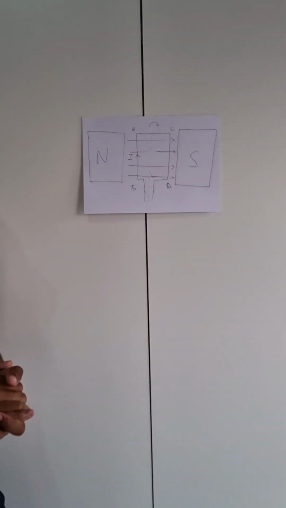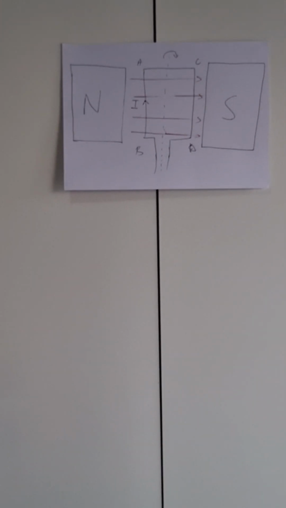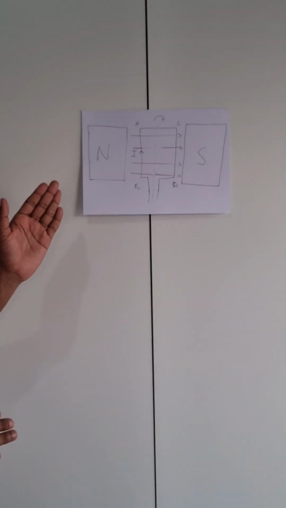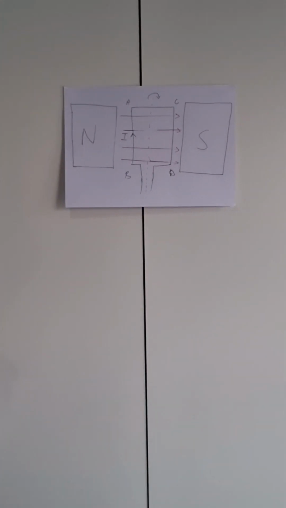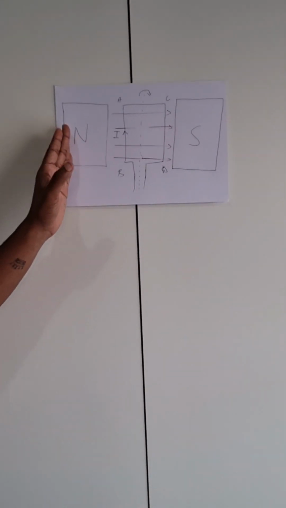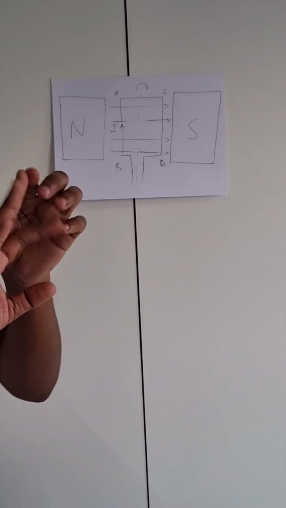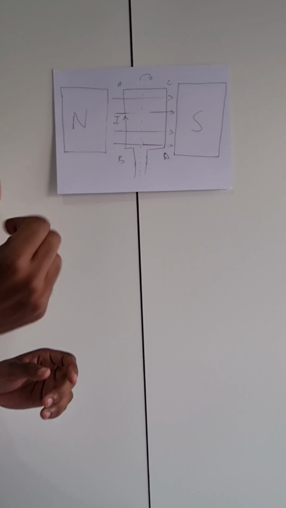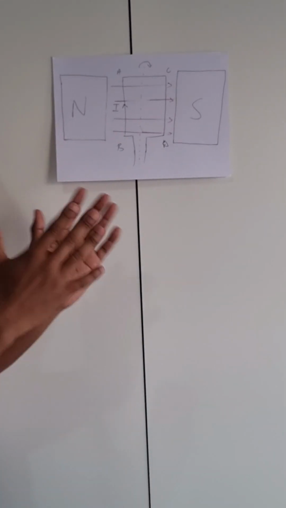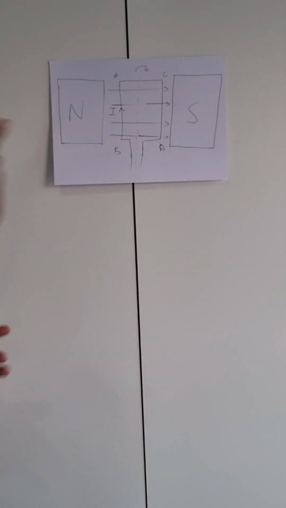So here we have a different diagram. In this diagram, remember, we're still going to use the right hand rule. Your index finger represents the direction of the magnetic field from north to south, right? And therefore the middle finger represents your current, and your thumb represents the direction of the coil. It will determine whether the coil will move clockwise or anti-clockwise. So now let us start.